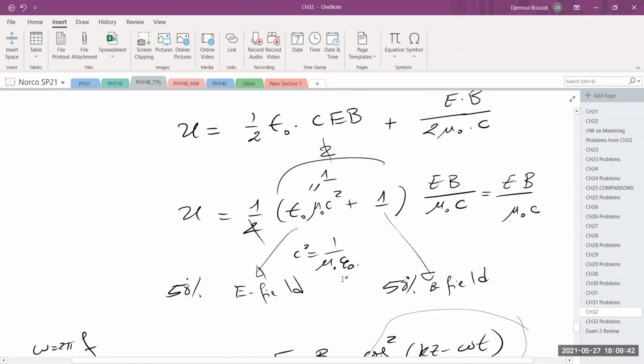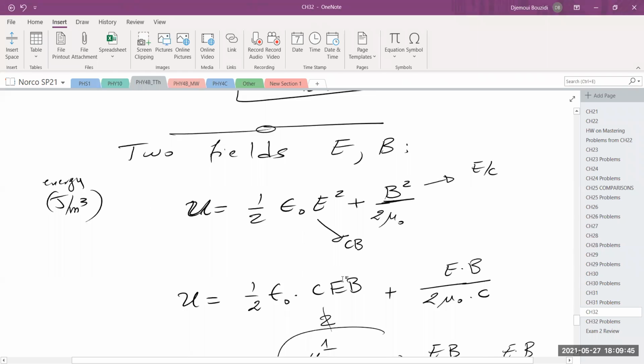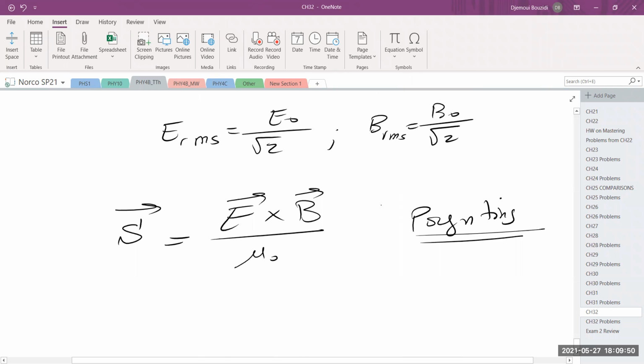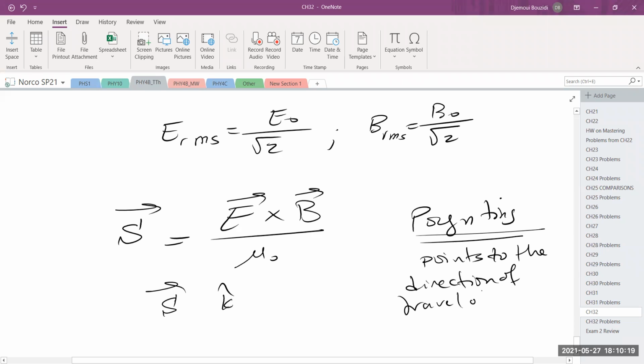For one thing, it points to the direction of propagation, because the electric field is along the x direction, and the magnetic field is along the y direction, and the Poynting vector S is along the k hat direction, because of this property in here. In other words, the Poynting vector points, and he did not really intend for that, but that's really how it is. His name is Poynting, okay? Points to the direction of travel of the wave.